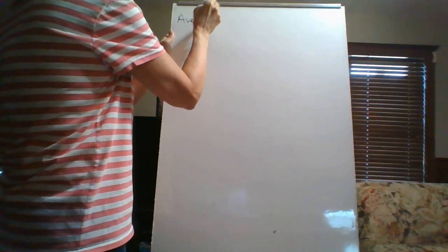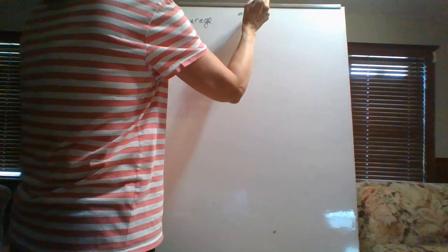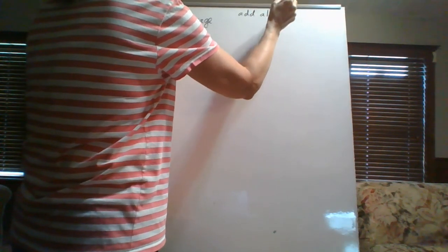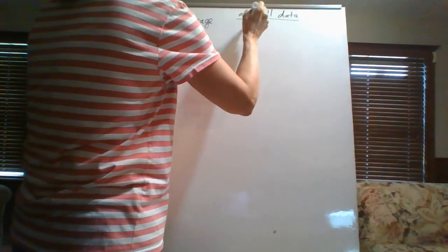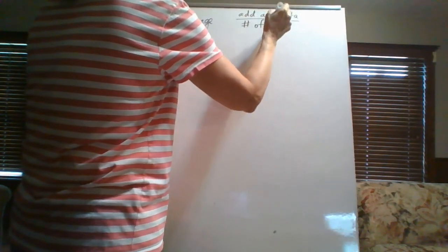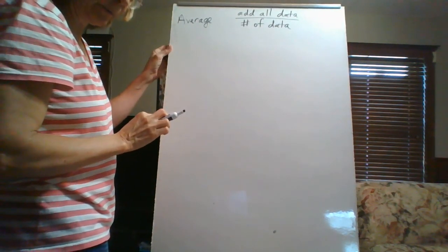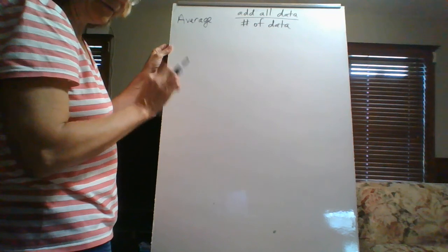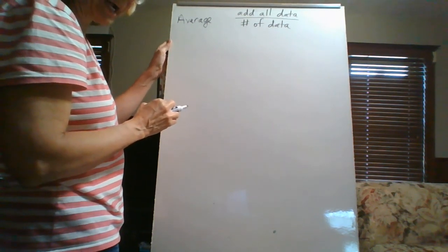All right, number 3 is an average problem. So remember, for averages, that means you take the total of the data, so you add all the data, and you divide it by the number of pieces of data. So in this problem, we got 4 people who went to a restaurant and paid separately. They spent $15, $17, $14, and $19. What was their average bill?